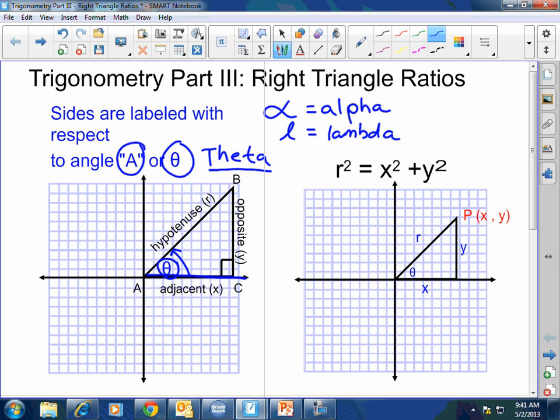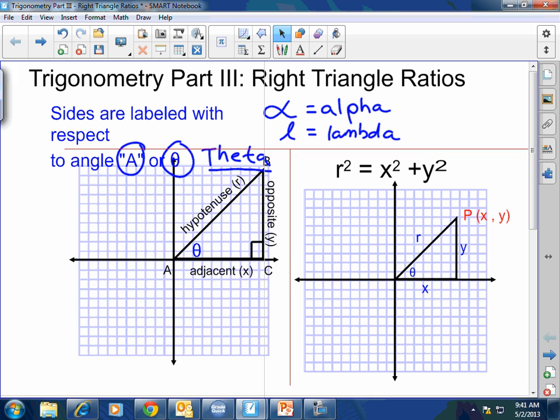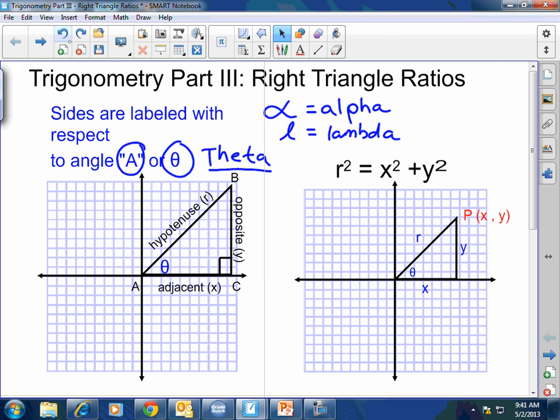Okay, so with respect to this angle theta, with respect to this angle A, from this angle that we're dealing with at this particular point, across the theta, guys, that is my opposite side, hence labeled opposite. Now look at what's next to the opposite. It's a y. Why do you think it's a y value? Because it's parallel to the y-axis. Very good. It's a vertical measure. Very good. So that's my opposite.